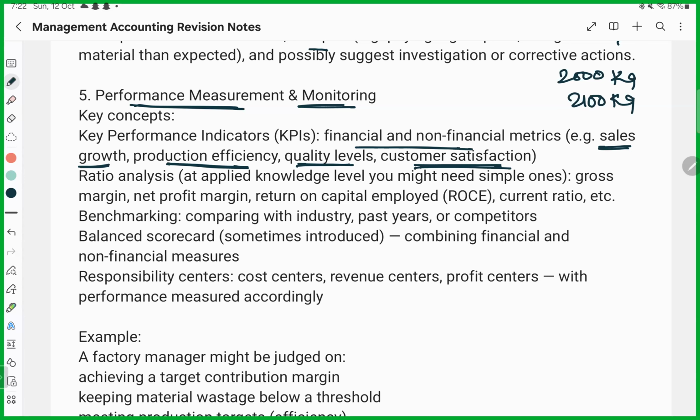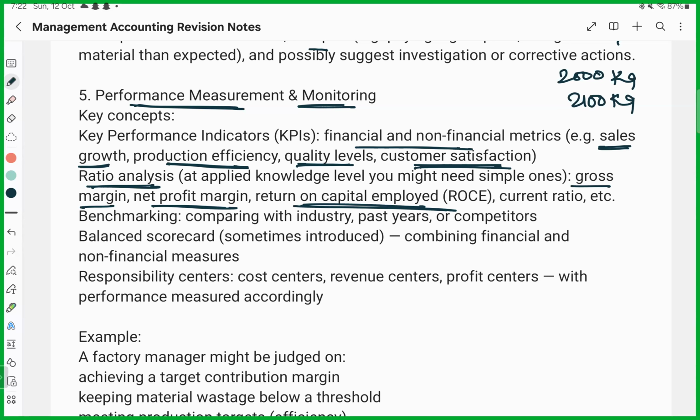I can also evaluate the performance based on ratio analysis. That is the gross margin. What is the gross margin of my business? What is the net profit margin of my business? What is the return on capital employed? What are the returns that I'm generating from the capital that I've invested in the business?